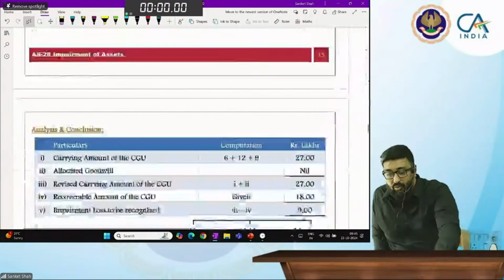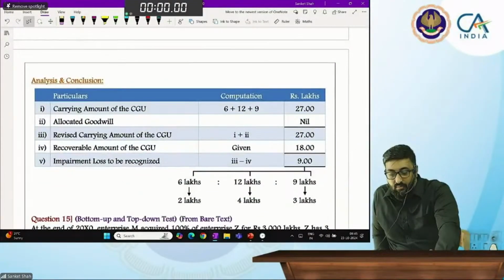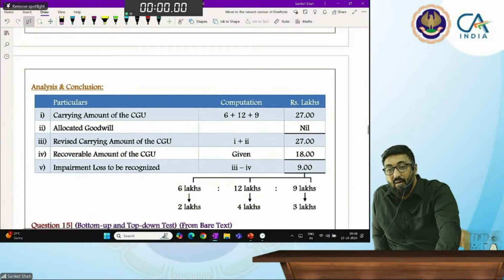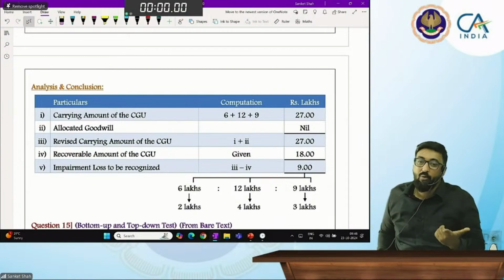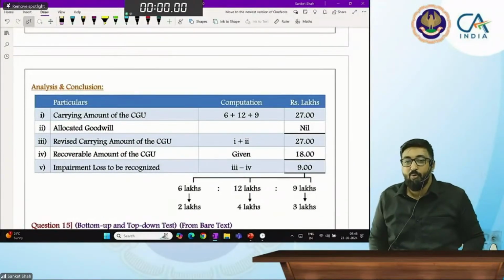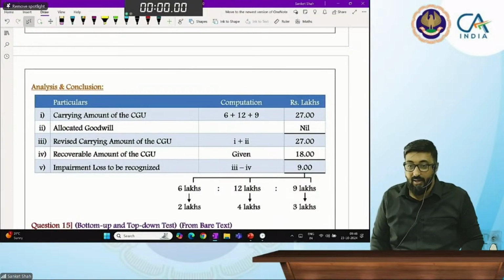So ratio is carrying amount. Is there any allocated goodwill, my dear? No, sir. And therefore it will be divided directly over assets. No goodwill is there. Okay. And goodwill hoga toh kya hoga? Uske liye beta aapko 2 din rukna padega and we'll do it on Friday.